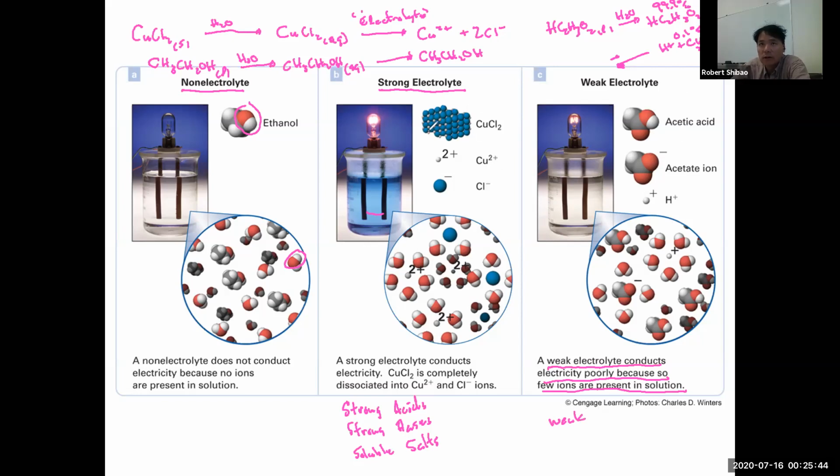Copper(II) chloride is what we call a soluble salt. So weak electrolytes are weak acids, weak bases, and some heavy metal salts. Heavy metals would be like lead, mercury, and their salts. That's it. And then non-electrolytes would be everything else. If it's not strong and it's not weak, then it must be non. So everything else would be like alcohols, that kind of stuff.